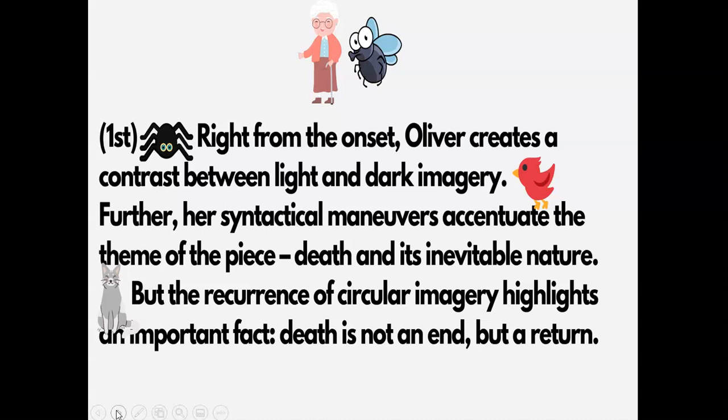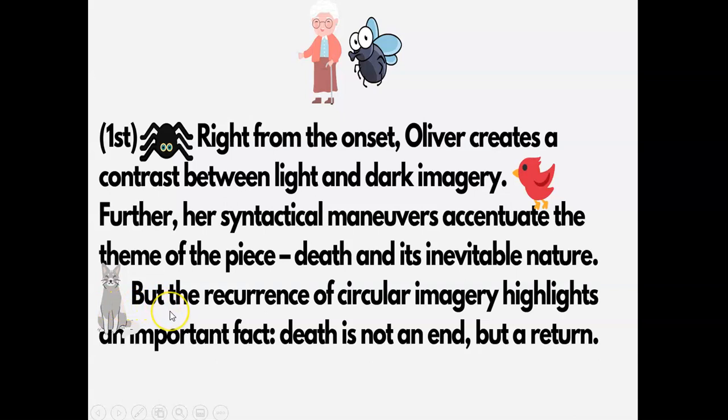So right from the onset, Oliver creates a contrast between light and dark imagery. All right, so bear with me here. The spider is going to be linked to this binary of light and dark imagery. Okay, look at what the bird does. Further, her syntactical maneuvers accentuate the theme of the piece, death and its inevitable nature. So the bird is going to be linked to the syntax. Look at what the cat does.